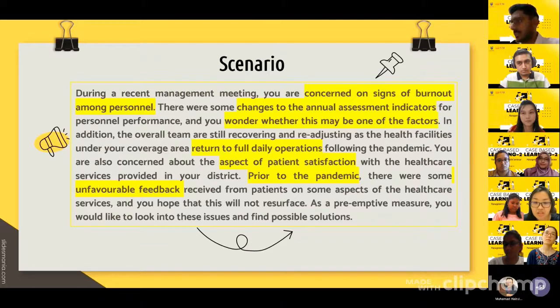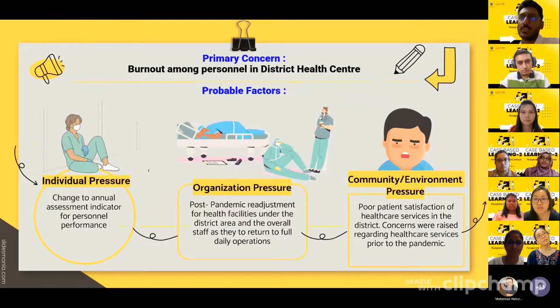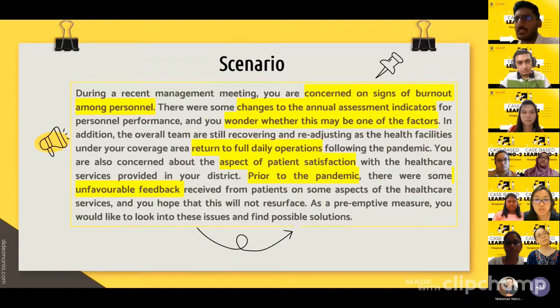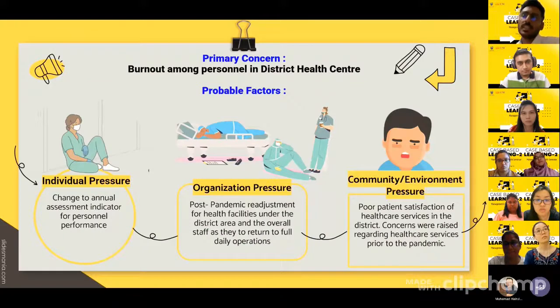Now what we've done with this scenario is we've broken it down into 3 main things: first, the signs of burnout among personnel; then the annual assessment indicators; and the organization changing from pre-COVID to post-COVID, and also patient satisfaction. We've divided this into 3 pressures that could cause a person working in the district health center to burn out. One is the individual pressure due to the indicators. Next is the organization pressure because of the change in the system, and also the community pressure from the patients.